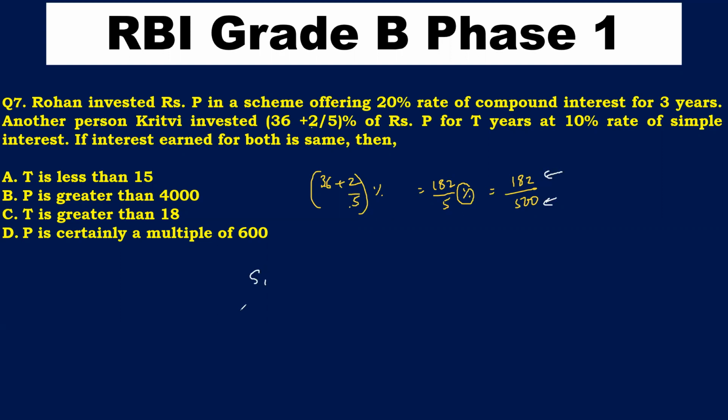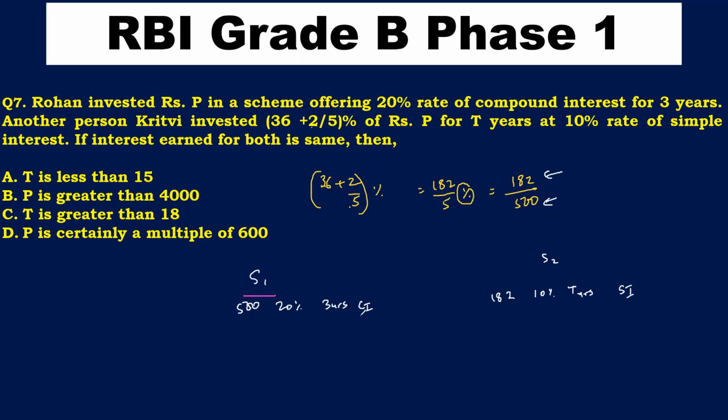So in scheme 1, he is investing 500. There is a 20% rate of interest. The number of years is 3 years and under compound interest. In the second scheme, he is investing 182 for T years at 10%. 182 at a 10% rate of interest for T years and under simple interest. Both the interests are the same.